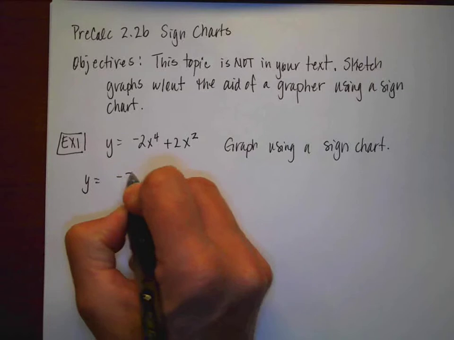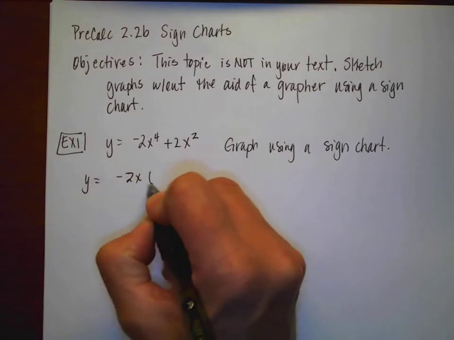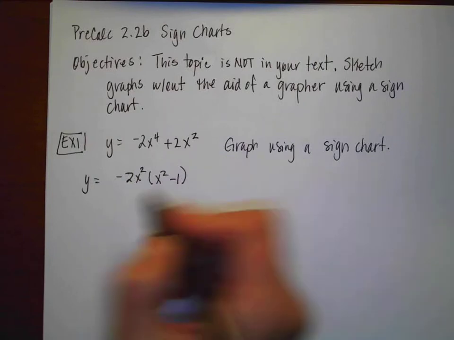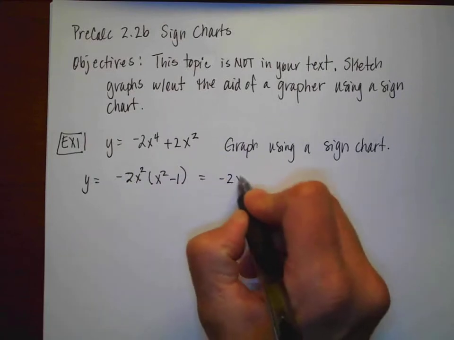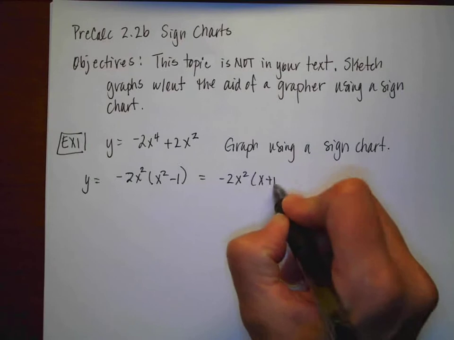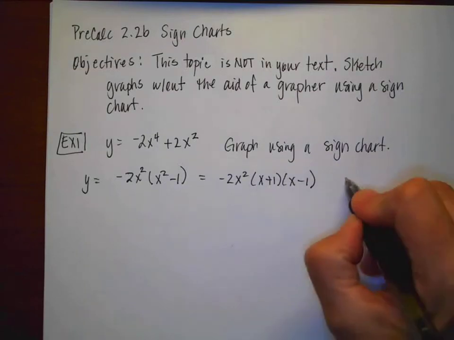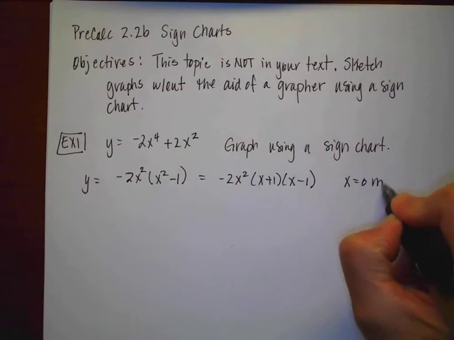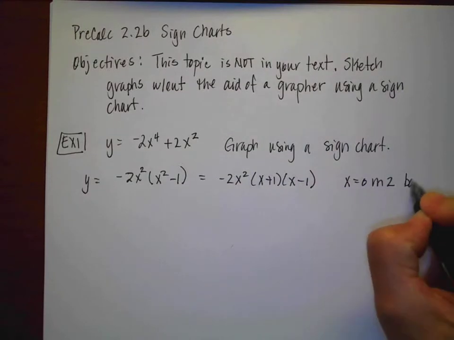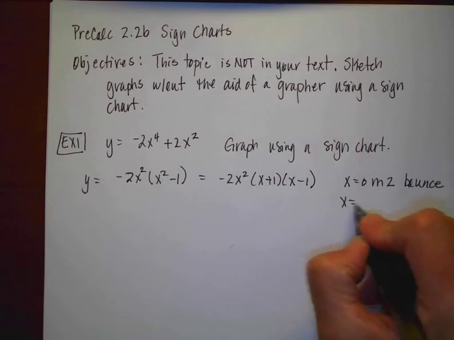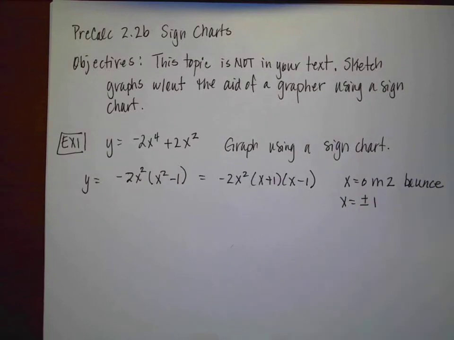So we're going to factor out a negative 2x squared, and we're going to get x squared minus 1. And then I'm going to rewrite this as negative 2x squared, x plus 1, and x minus 1. And if you'll remember, I have x is equal to 0 with a multiplicity of 2, which means that that's going to bounce. And then I have x is equal to plus or minus 1.